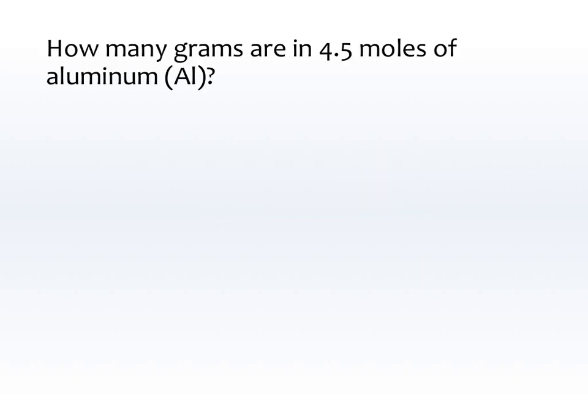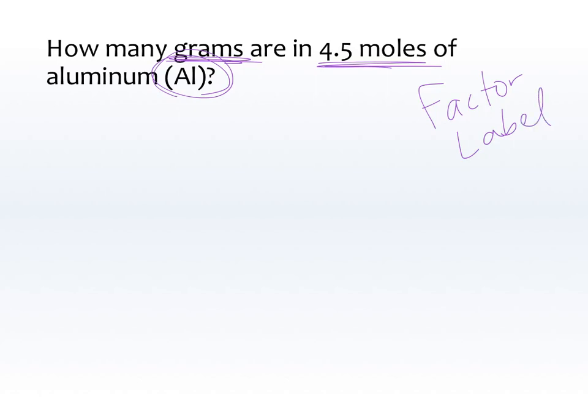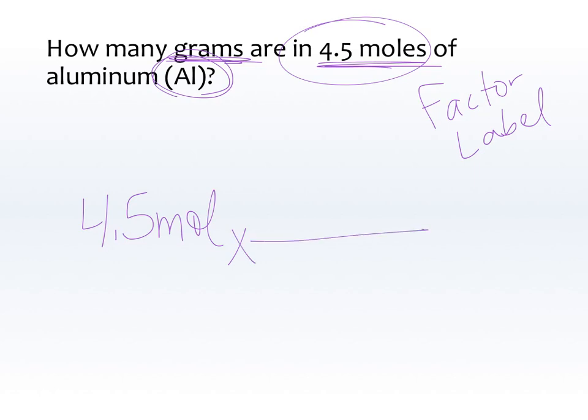So let's start with how many grams are in 4.5 moles of aluminum. This is a conversion problem, and in a conversion problem we need to use factor label. That's right, factor label. It's awesome. We start with the number they give us, the 4.5 moles. Factor label has a times sign and a line, and the unit at the beginning goes down at the bottom. And the unit we're looking for, which in this case is grams, goes at the top.